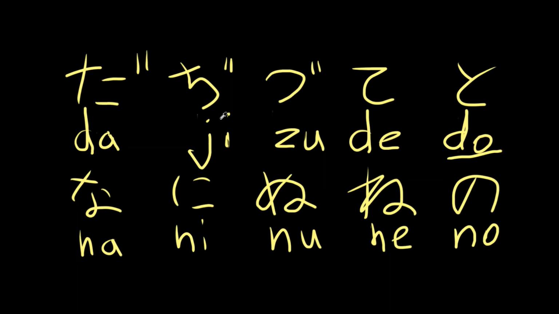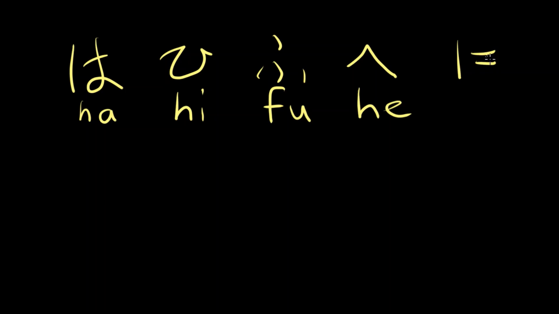Next one is the ha row. So there's ha, hi, and here's a slight exception. This is more of an F sound, so it's more like fu. Ha, hi, fu. So I guess it's halfway between an H and an F, but it's more of an F. So ha, hi, fu, he, ho.